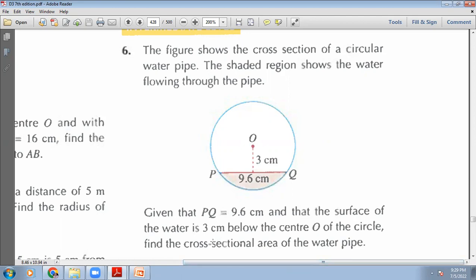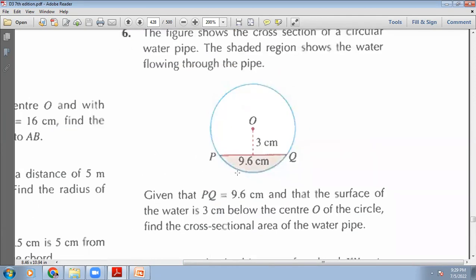The question is to find the cross-sectional area of the water pipe. Actually, we want to find the cross-sectional area of this shaded region, which is showing the water, and this is a segment. So I need to know the radius of this big pipe. First of all, I will find this radius, then I will find the area of this sector. From the area of this sector, I will subtract the area of this triangle. The remaining will be this shaded area, which is the main question.